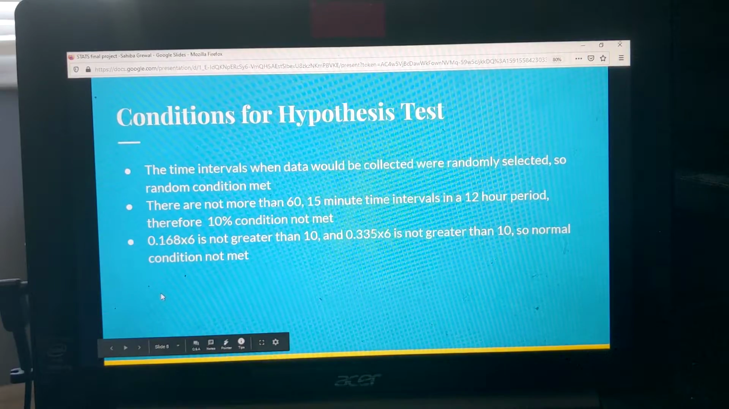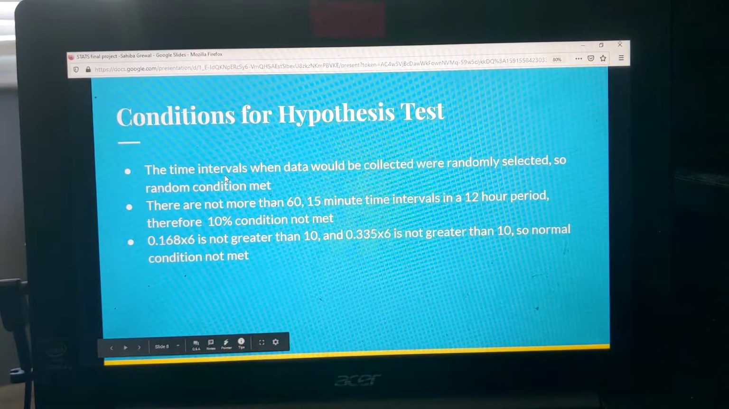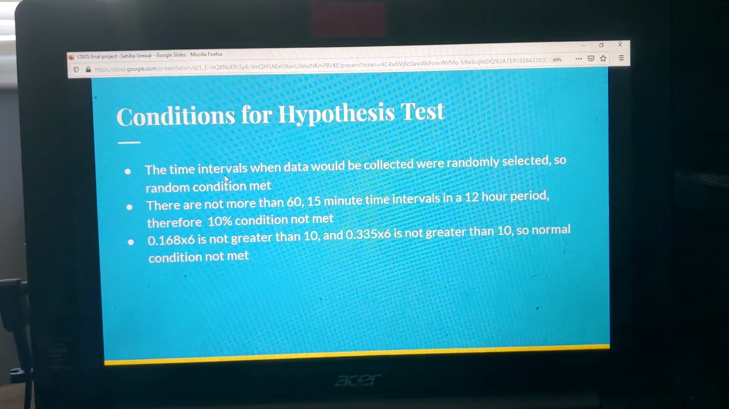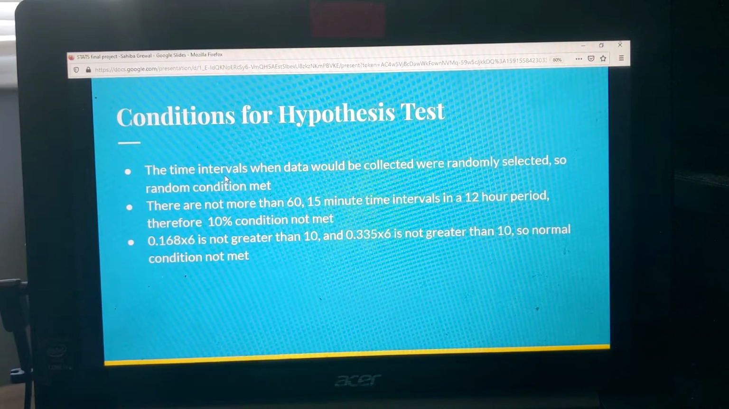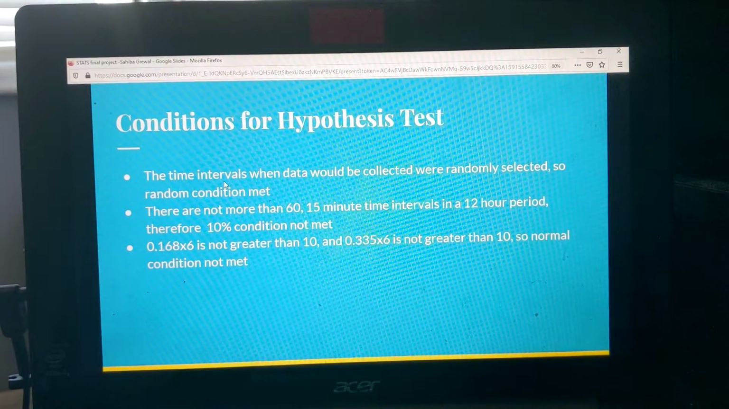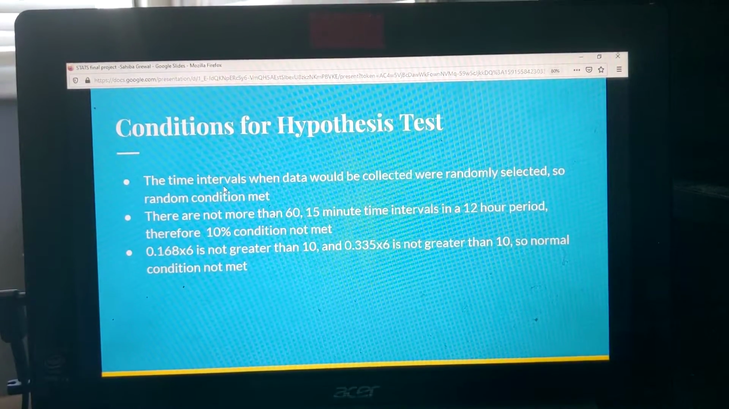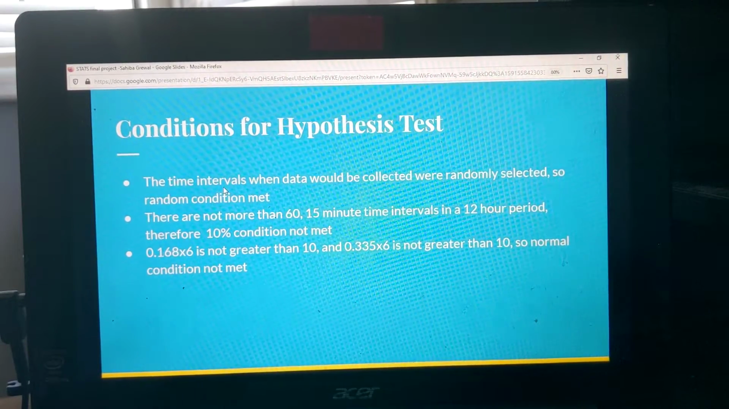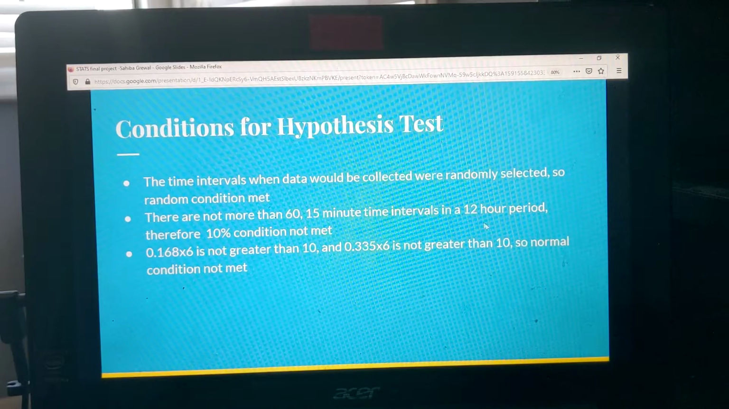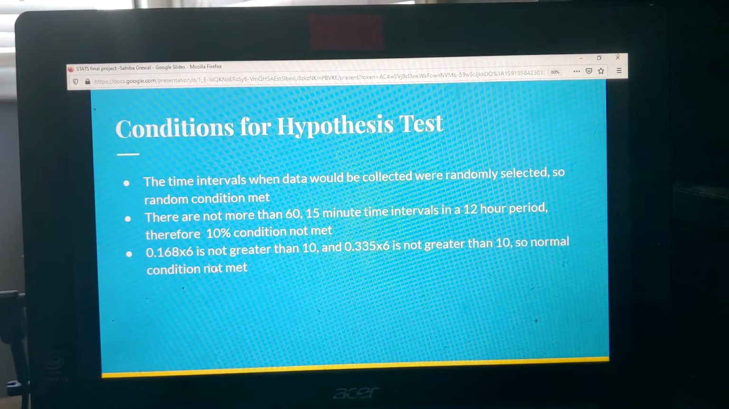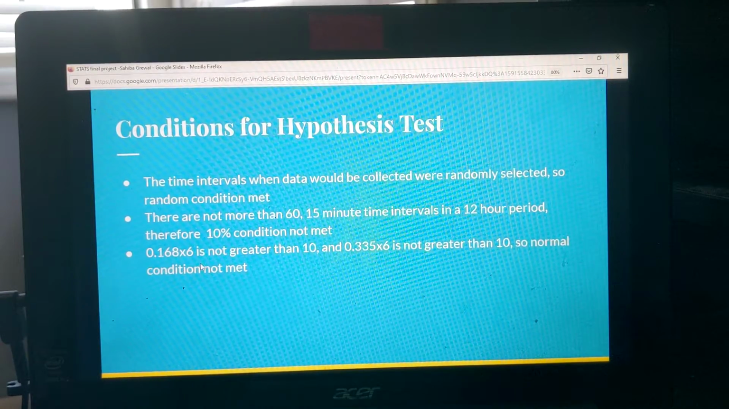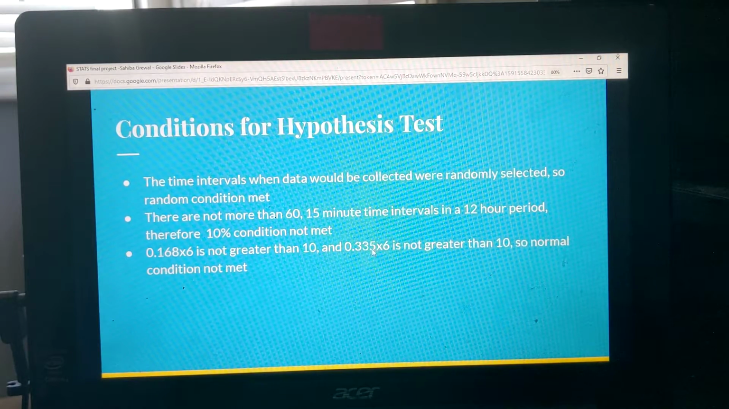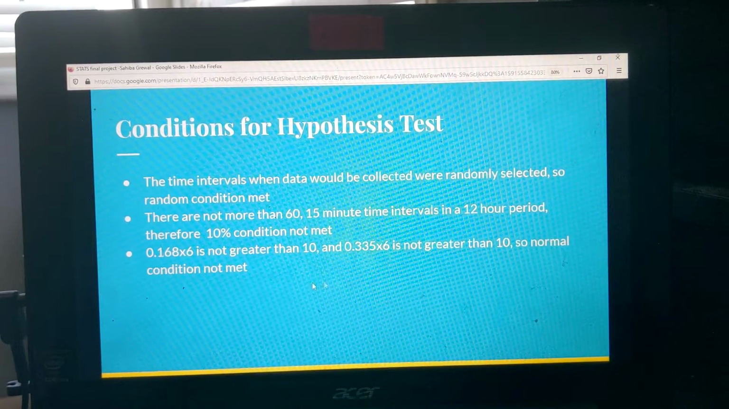So conditions for this hypothesis test. The time intervals when the data would be collected were randomly selected, so the random condition was met. However, the 10% and normal condition were not met. This is because there are not more than 60 15-minute time intervals in a 12-hour period. And then this number right here is not greater than 10, and this number right here is not greater than 10.